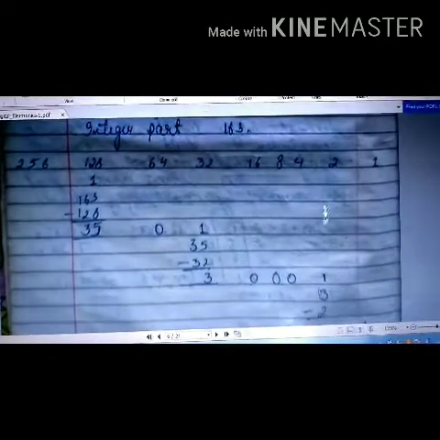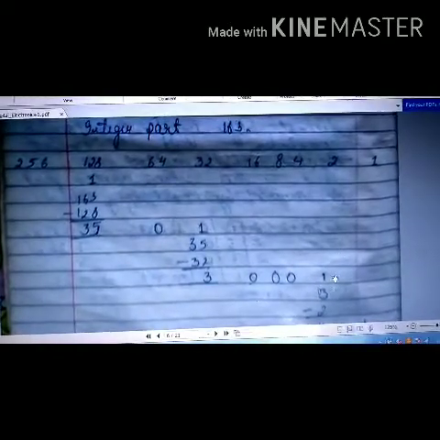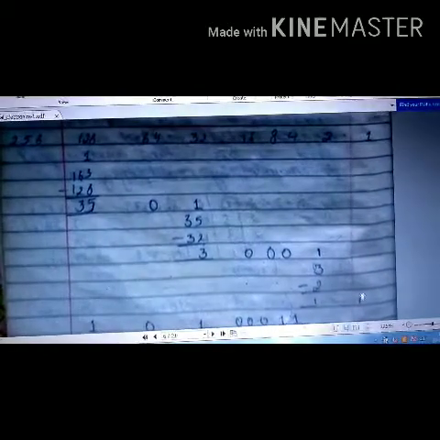And since 2 is smaller than 3, I will put a 1. Now I will subtract 3 minus 2, which is 1, and 1 is equivalent to this number, so I will put 1. In this way I will get my number 10100011, and this is my binary equivalent for 163.